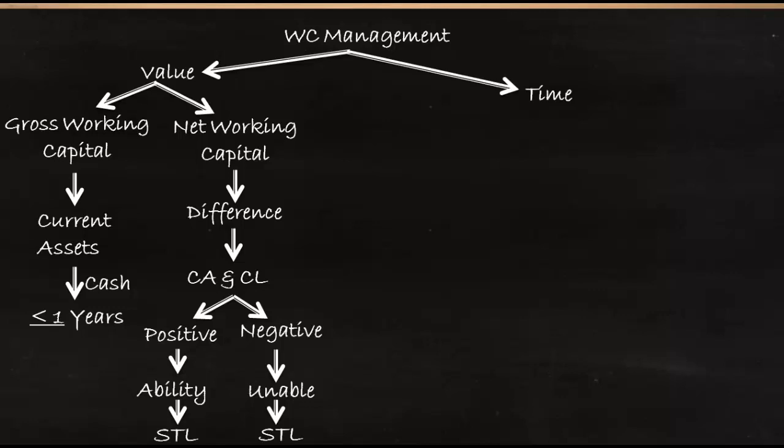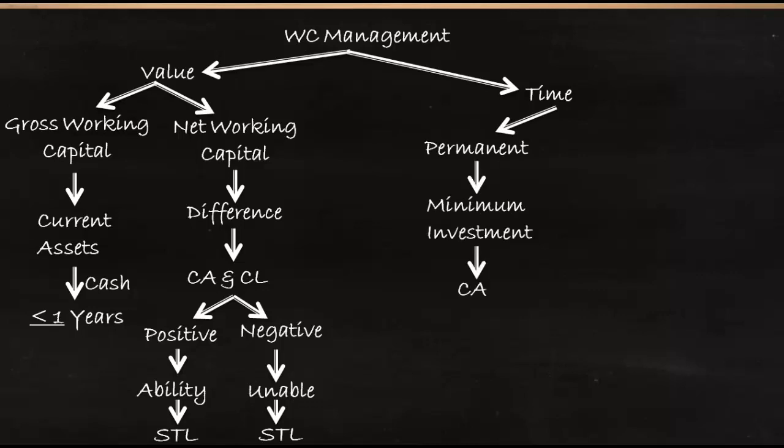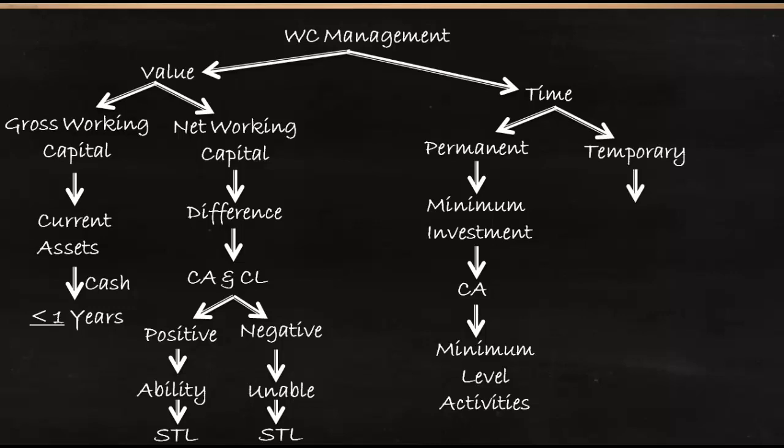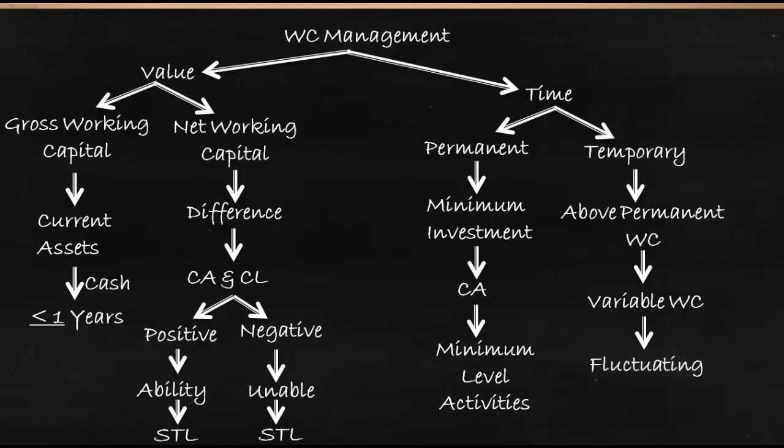Based on time also, we can have a classification of working capital. One is permanent working capital. This is nothing but the minimum investment required in current assets to ensure the minimum level of activity. There is also something called temporary working capital. This is working capital required in addition to the permanent working capital, and this will vary. So it is called variable working capital because of its fluctuating nature.